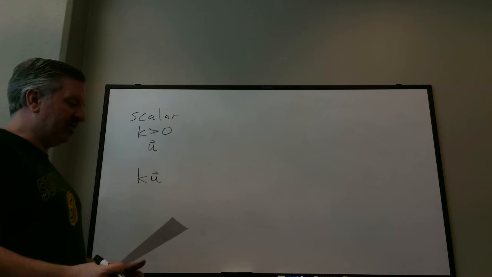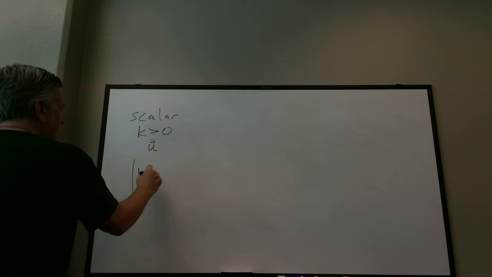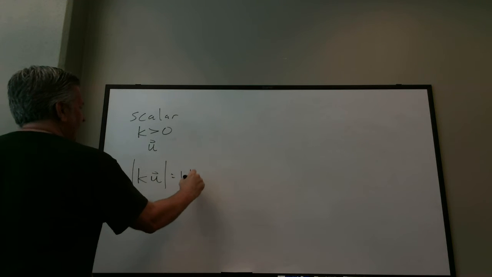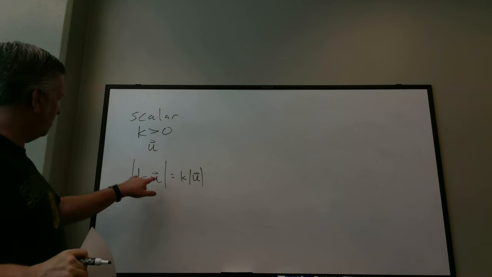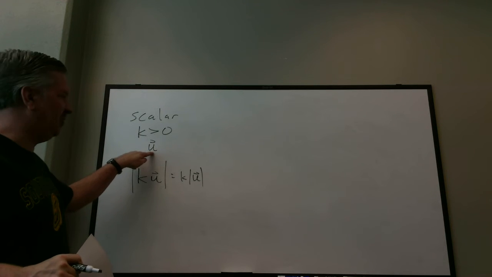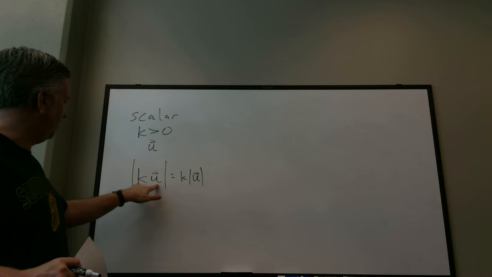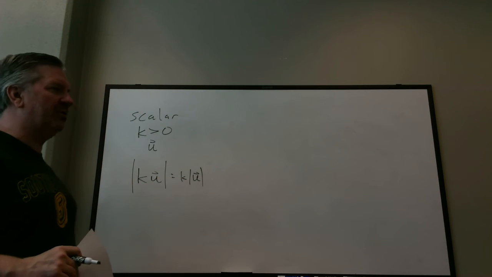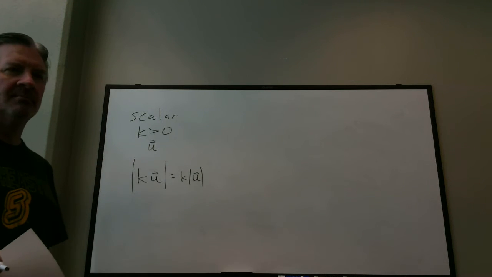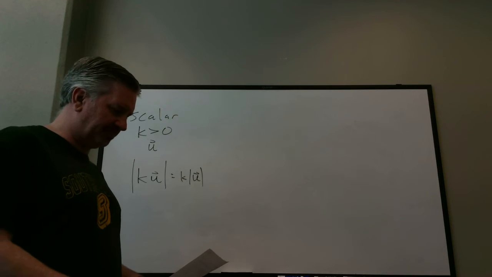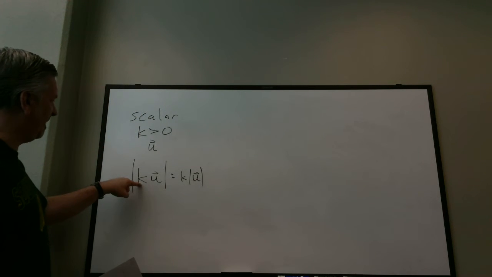It's a vector with the same direction as u, but the magnitude of this vector is k times the magnitude of u. Okay? So the vector ku has the same direction as u, but how do you compare the lengths? The length of this vector is k times the length of u. So ku is a vector with the same direction, but it's k times as long. That's all that really means. Okay? Now we assumed that k was positive here.